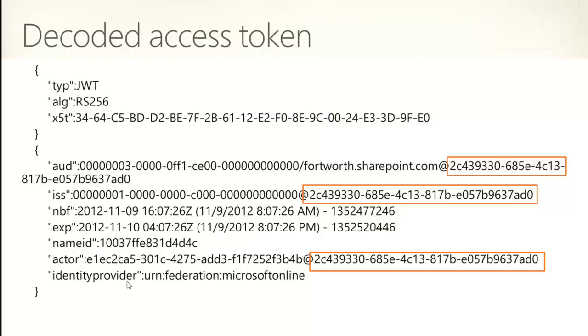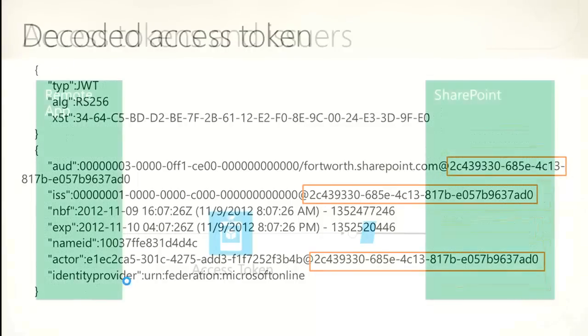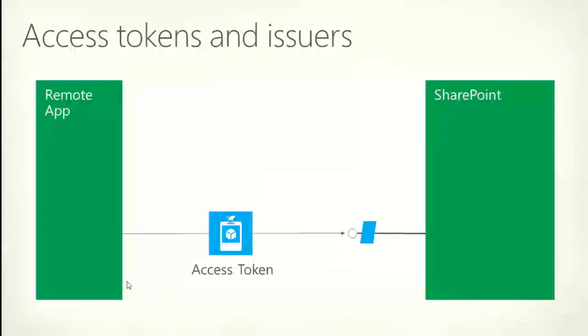But the point of this talk is to really understand how things work under the covers, so that when we talk about the difference between online and on-prem, you'll understand exactly what's changing and understand how to create your app so that it can take into account those things that may change. So let's go back to this larger diagram. We'll talk about access tokens and issuers again.